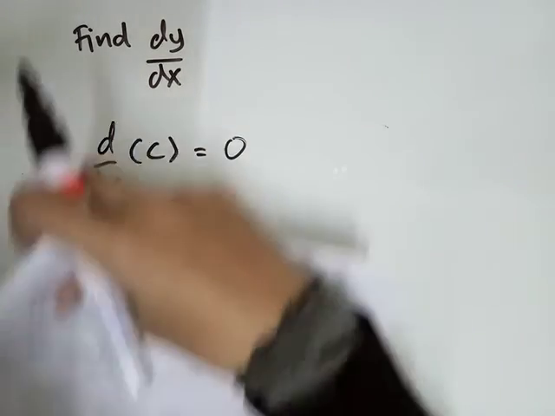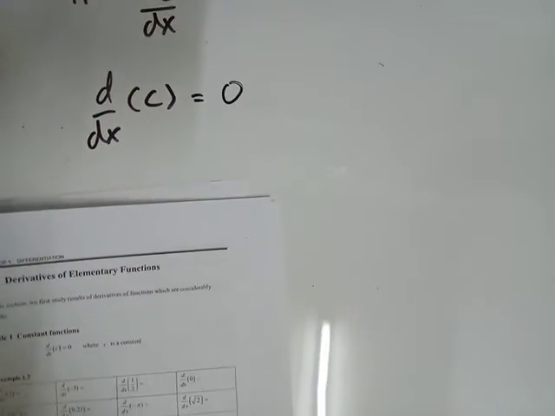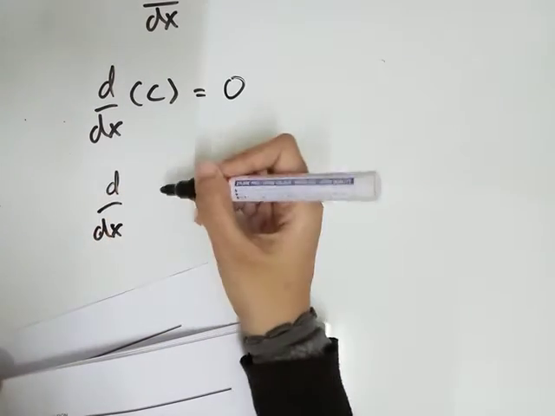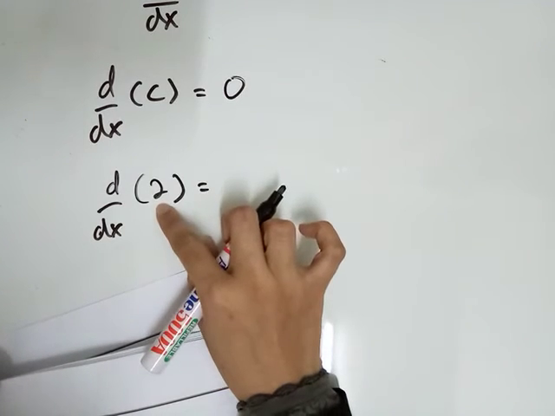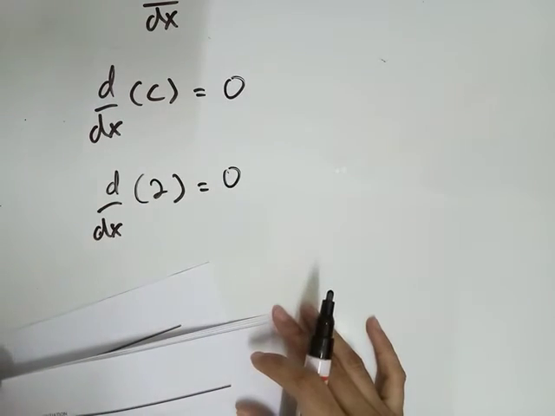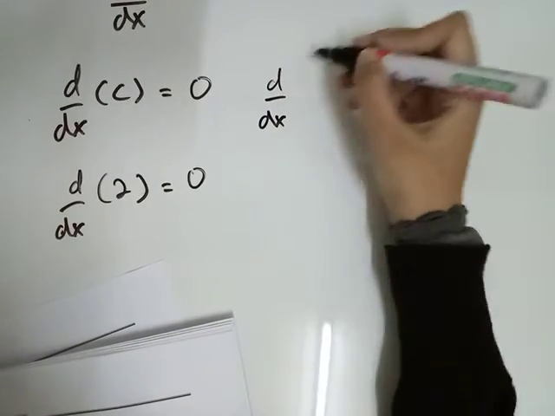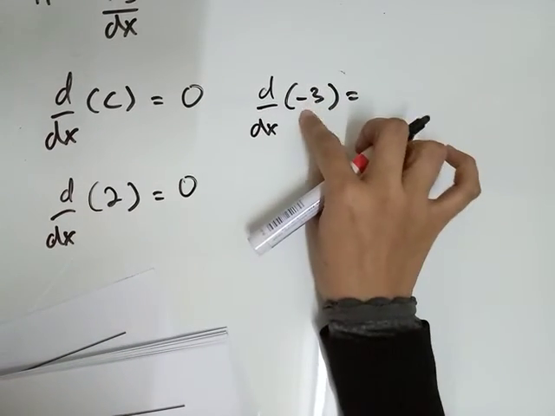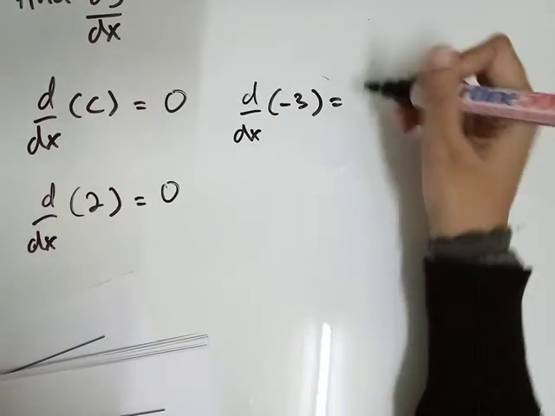Okay, so kalau tengok pada example 1.2 tu, saya akan tunjuk just a bit question. The first soalan tu, d/dx of 2. So 2 ni constant, a number. Bila differentiate, you will get 0. And then d/dx of negative 3. Also negative 3 is a number, dia tak ada variable x. So differentiate negative 3, you will get 0.